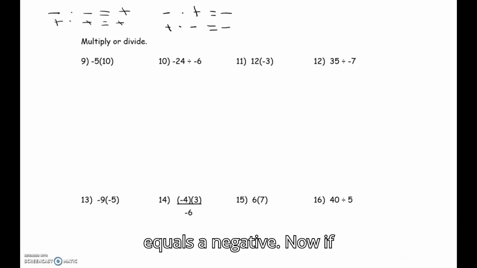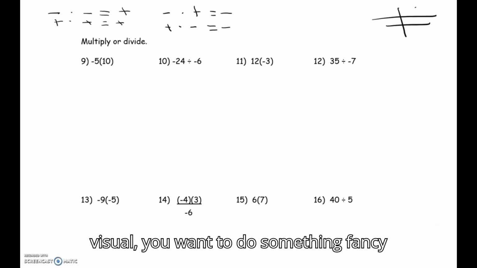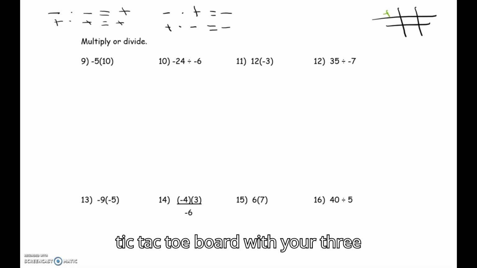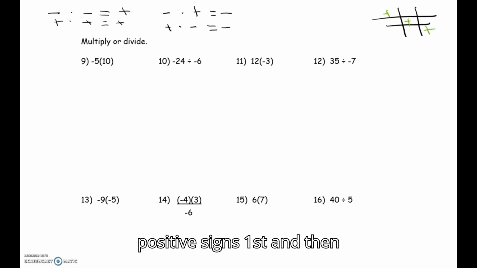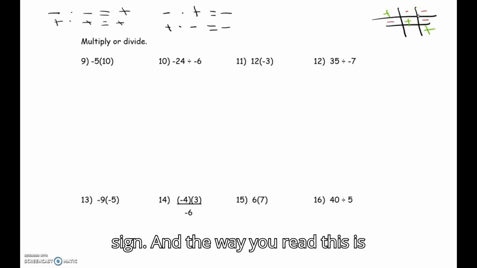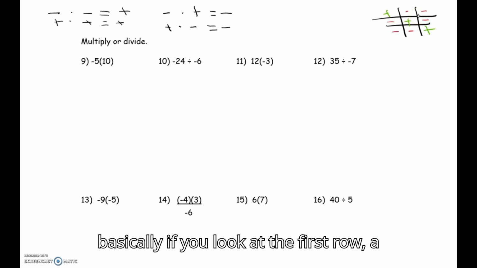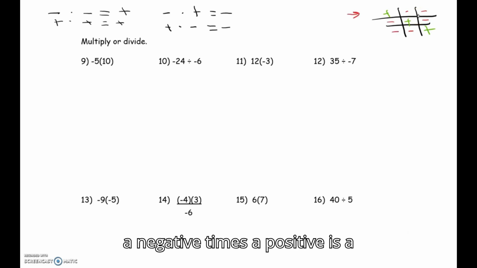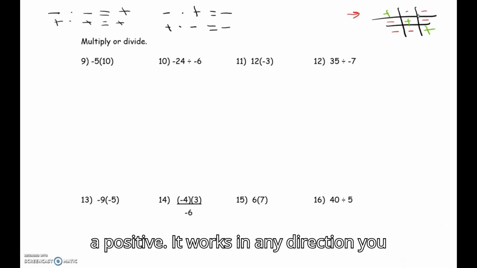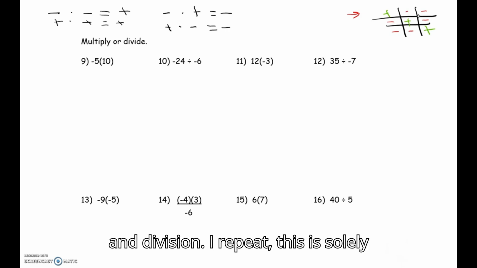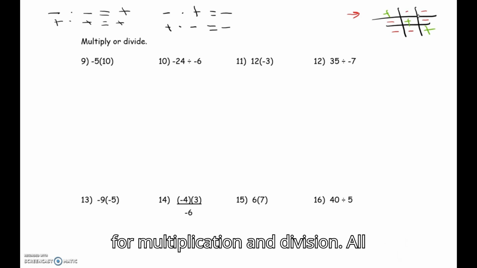Now, if you're one of those people that are more visual, and you want to do something fancy for yourself, I recommend making a tic-tac-toe board with your 3 positive signs first, and then everything else will be your negative sign. The way you read this is, if you look at the first row, a positive times a negative is a negative, a negative times a positive is a negative, and a negative times a negative is a positive. It works in any direction you go, and this is solely for multiplication and division. I repeat, this is solely for multiplication and division.